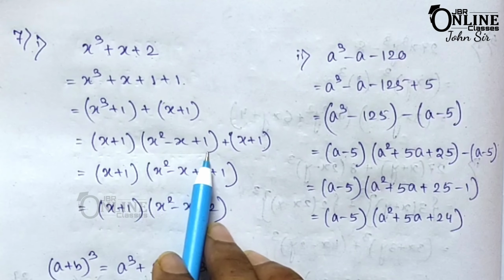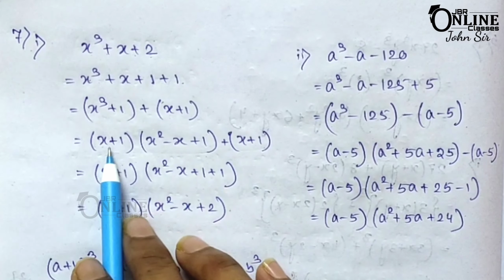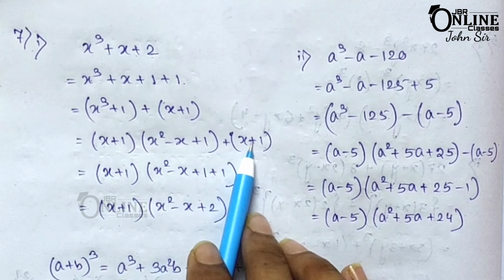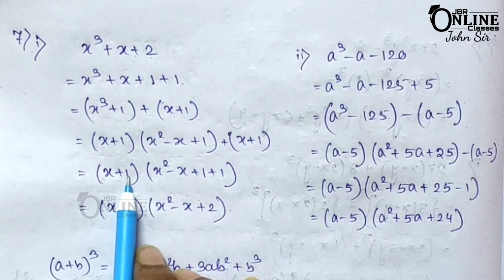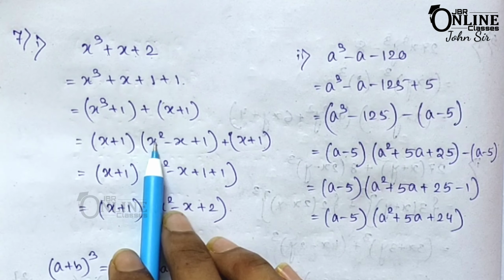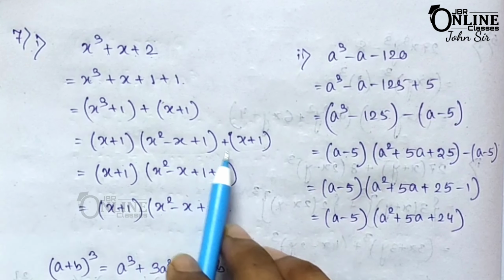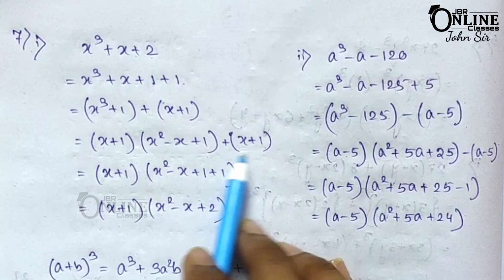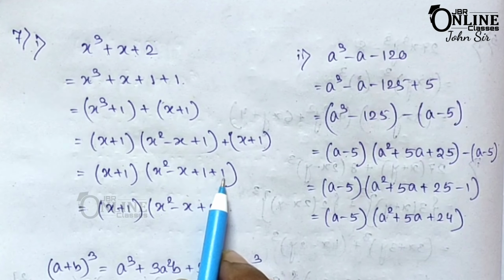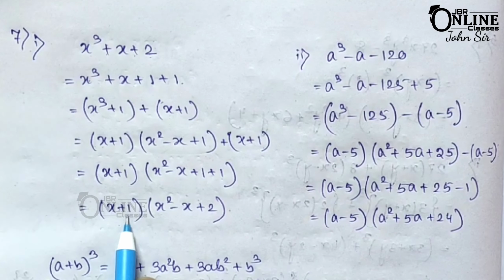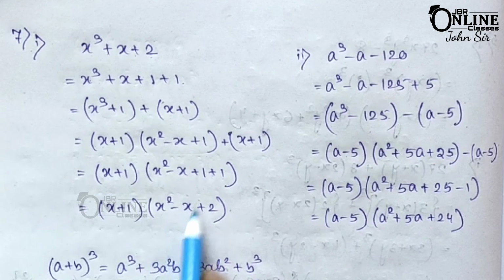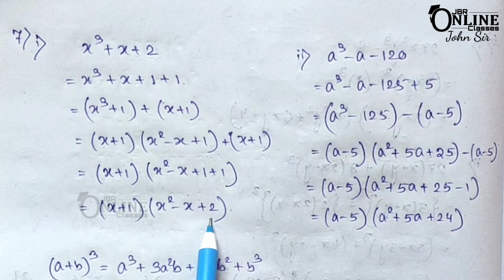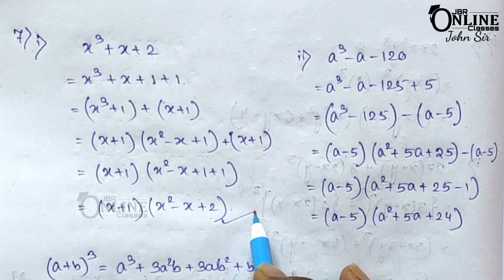Now this is the first part and this is the second part. So from both parts, x plus 1 will be common. Then write down x square minus x plus 1, then plus, and if x plus 1 is common here, then 1 remains. So x plus 1 into x square minus x plus 1 plus 1, that becomes 2. So that is the final answer.